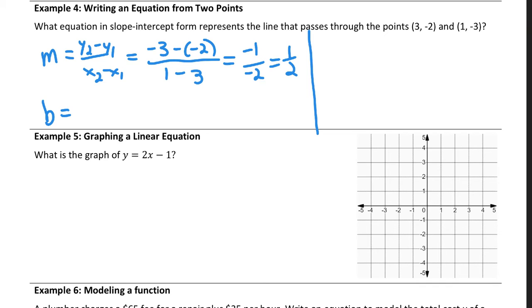Now, the hard part here is getting the y-intercept. We don't have a way of finding the y-intercept looking at a graph.